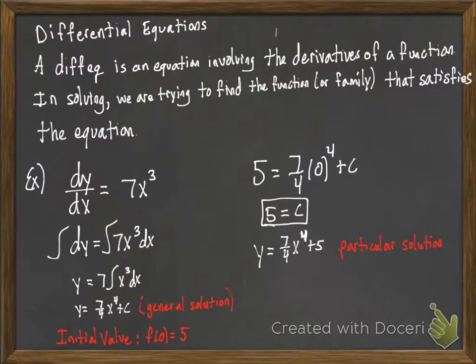New stuff here is that we have these two types of answers: a general solution, generic. If we don't have any extra information, that's our generic answer, and that's the best we can do. If we do have additional information, we can solve for what's called a particular solution.